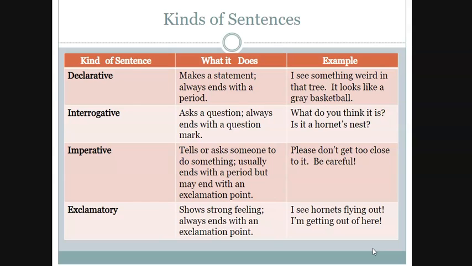Be careful. Exclamatory. Shows strong feeling, always with an exclamation point. I see hornets flying out. I'm getting out of here.